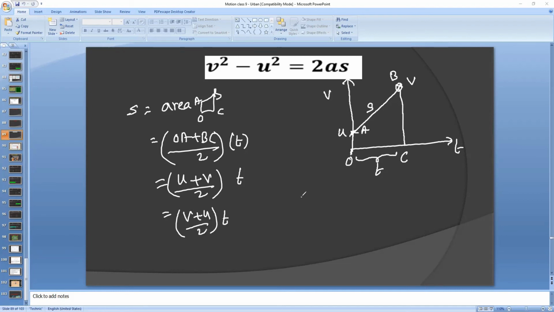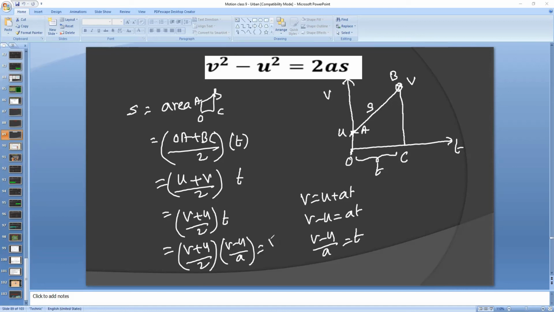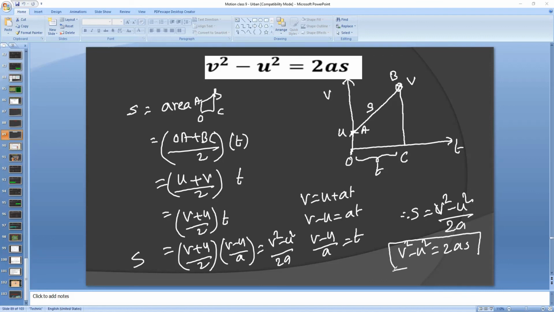From the first equation, v = u + at, so v − u = at. So (v − u)/a = t. This time t, you can substitute with (v − u)/a. (v + u)/2 × (v − u)/a equals (v² − u²)/2a. Finally, s = (v² − u²)/2a. Hence, v² − u² = 2as. So this is the way we can derive the third equation.